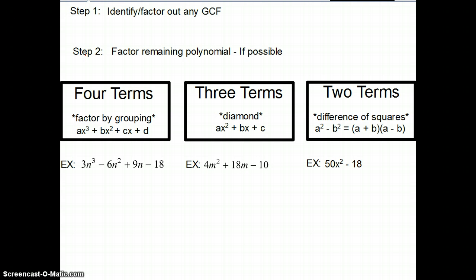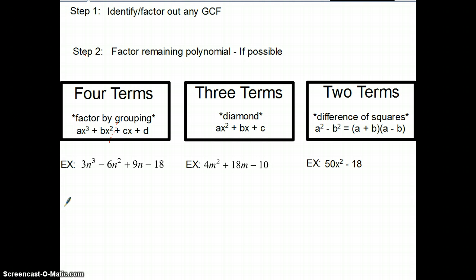The first is where there are four terms. In this case, we will simply factor by grouping. We will split our polynomial in half, take out the greatest common factor of the left, take out the greatest common factor of the right, and then the greatest common factor of the remaining entire polynomial.